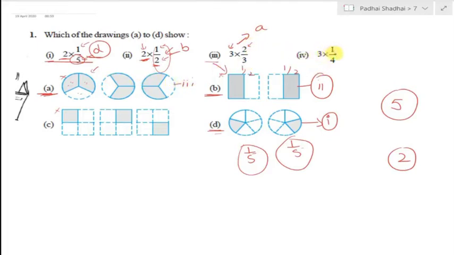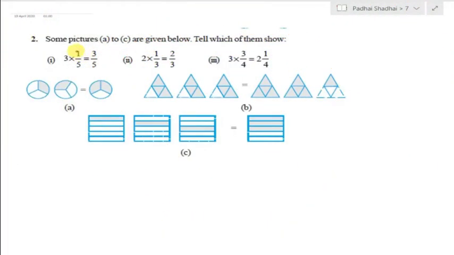For the fourth, 1 by 4. Only 1 is left, still we will check. See here, beta, 1 is shaded out of 4, and there are 3 figures. 4 parts are there and 1 is shaded out of it, and there are total 3 figures, so it is 3 into 1 by 4. Okay, let us move to question 2.